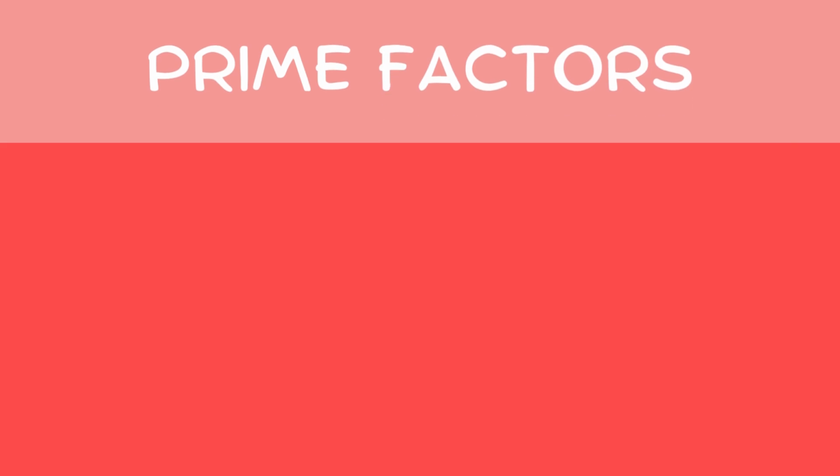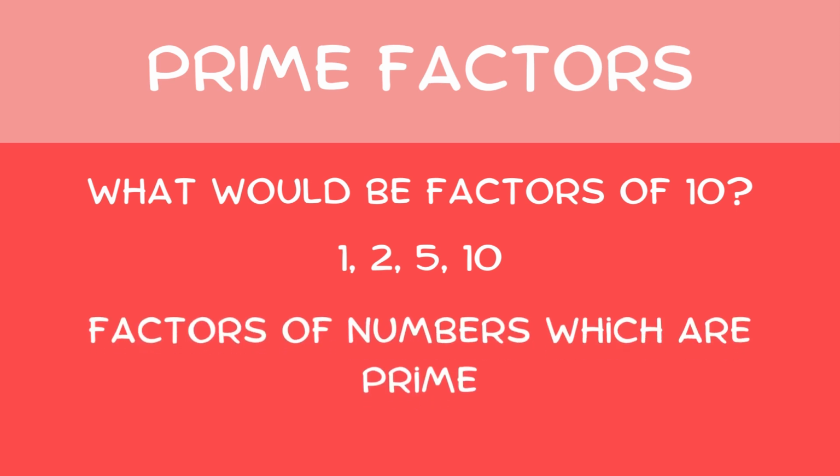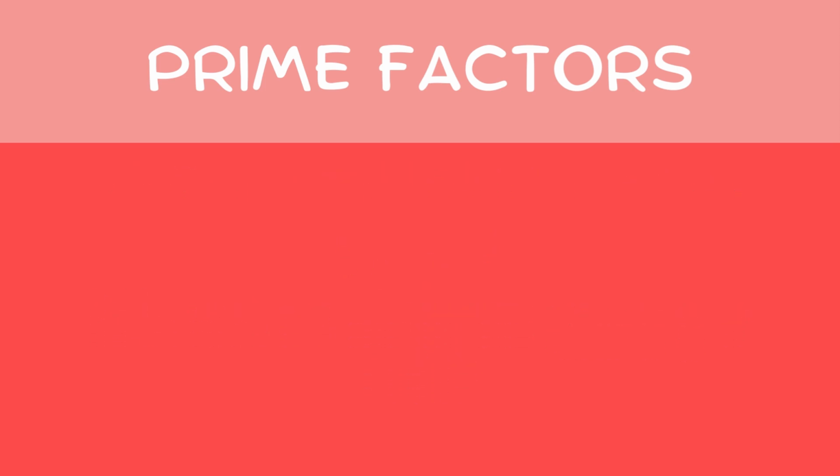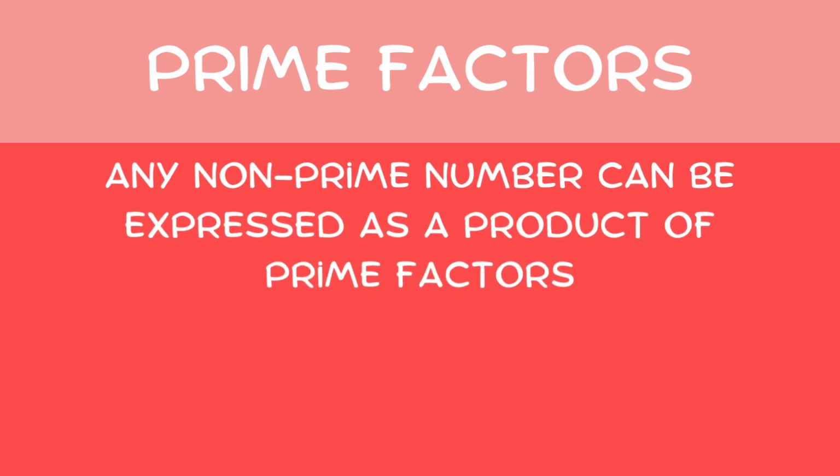The next topic discussed is prime factors. Take the factors of 10. That's easy. They would be 1, 2, 5, and 10. Of these numbers, 2 are prime. These types of factors are called prime factors. What's fascinating about prime factors is that any non-prime number can be expressed as a product of prime factors.